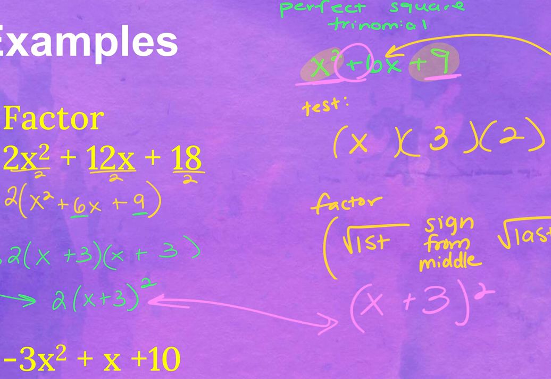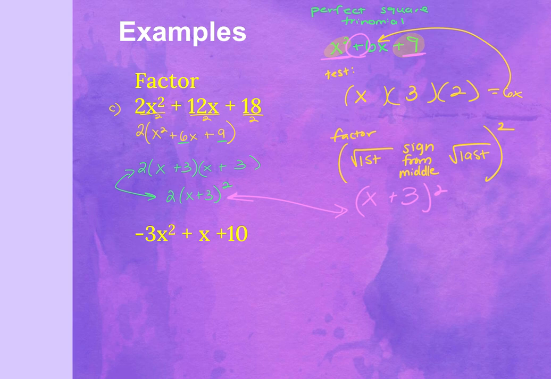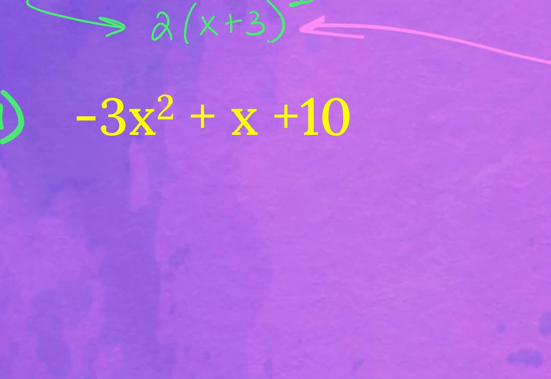So if the first and the last are perfect squares and there's 3 terms, then you want to start to look for that. We'll see it again. All right, we're on D. Okay, can I factor something out of this?